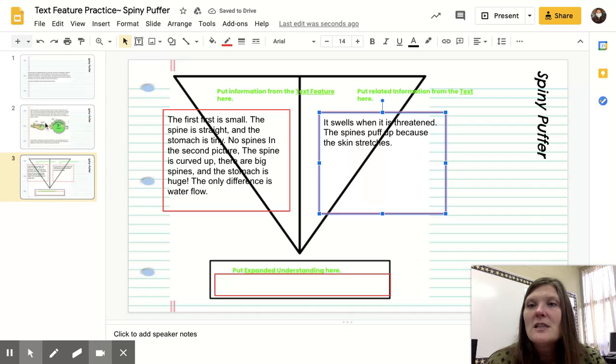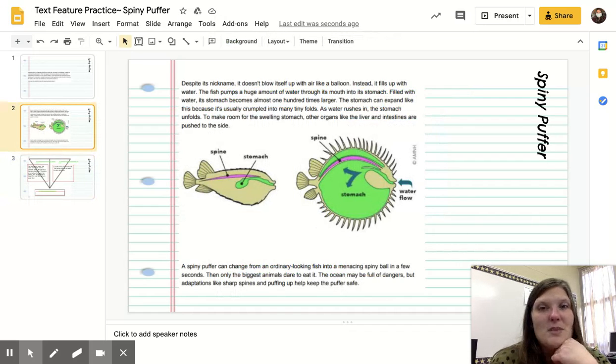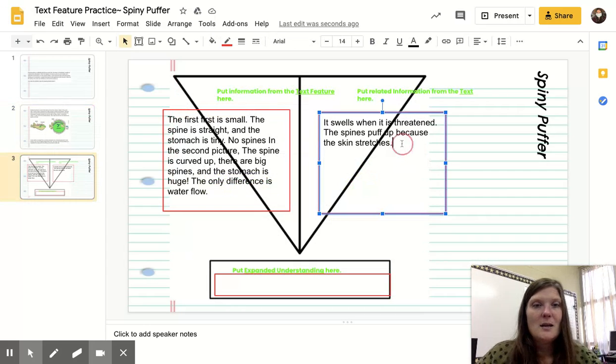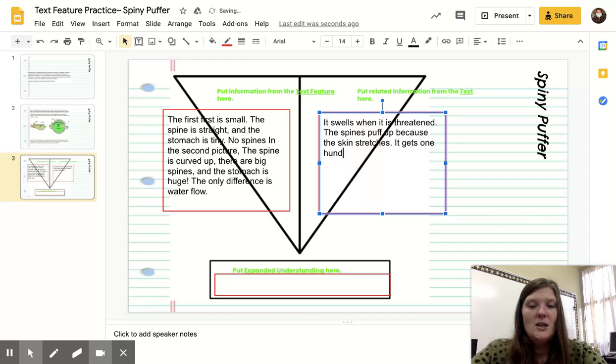Okay, let's go down here. Let's see if we can find something else. It doesn't blow itself up with air. It fills up with water. Yep. It pumps a huge amount of water through its mouth into its stomach, and its stomach becomes 100 times larger. I think that was good because in the first picture, we didn't know how much bigger. We could just tell it was a bunch bigger. So I'm going to stick that in here. It gets 100 times larger when it is filled with water.